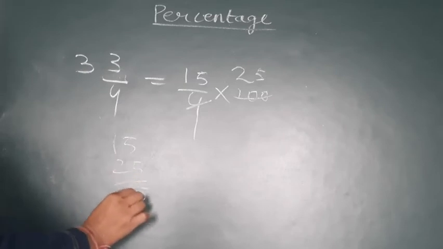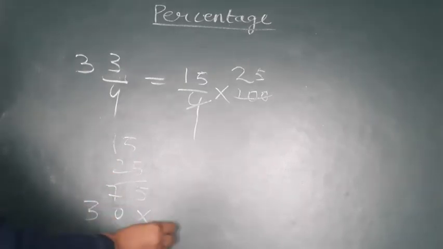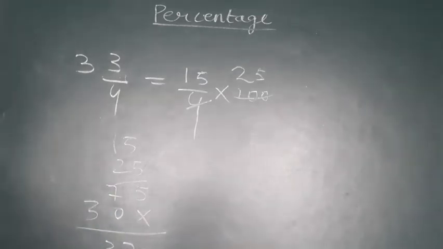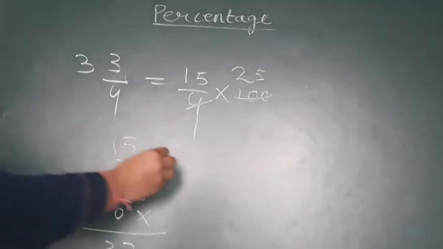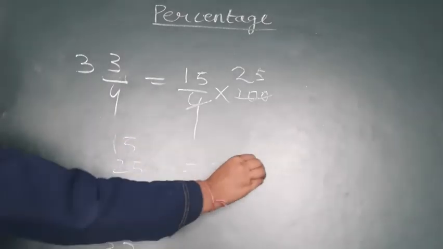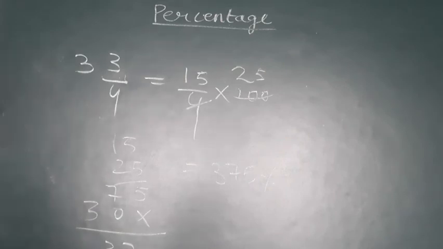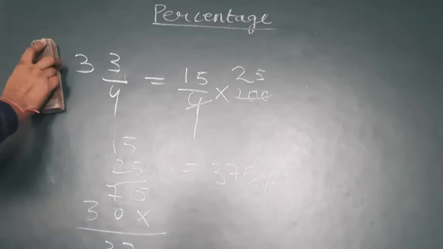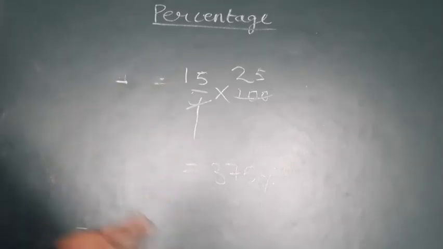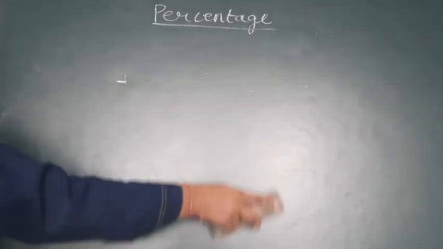5 fives are 25, 2 carry, 5 ones are 5, 2 fives are 10, 2 ones are 2, 3. So the final answer is 375. Okay, students? So it will be 375%. I hope you must have understood how I have done this question, students. So these are some examples to convert fractions into percentage.